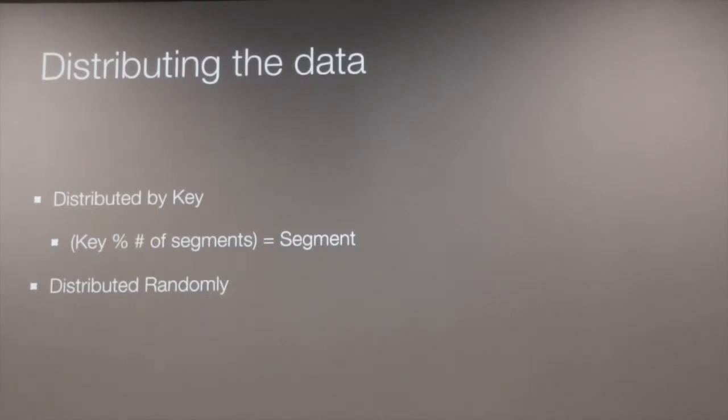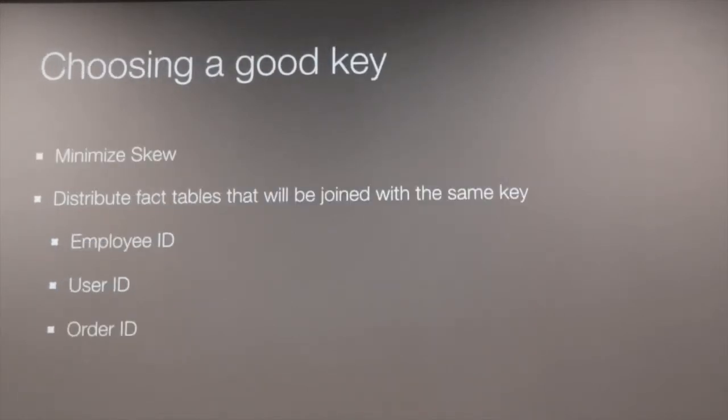And the other option is to distribute randomly or round robin. As new data comes in, just put it on a random node. That's what you end up having to do if you can't find a key in your data that meets the two requirements that I list here.